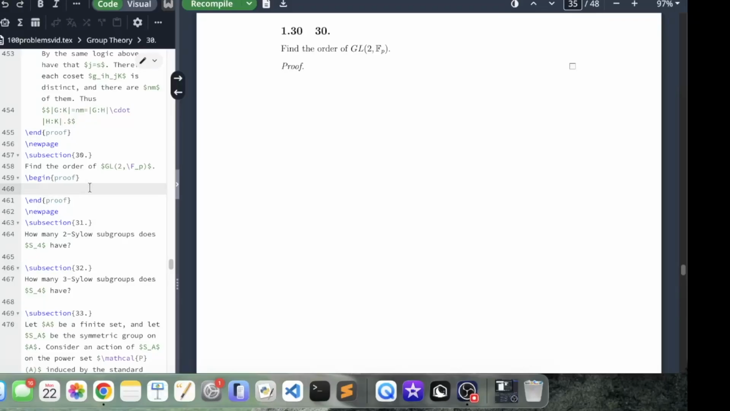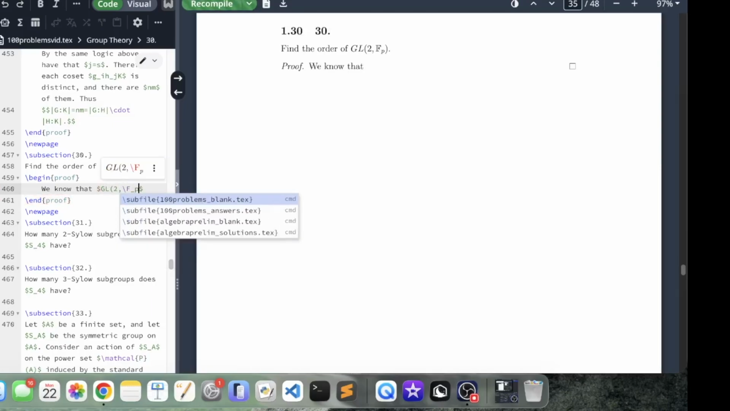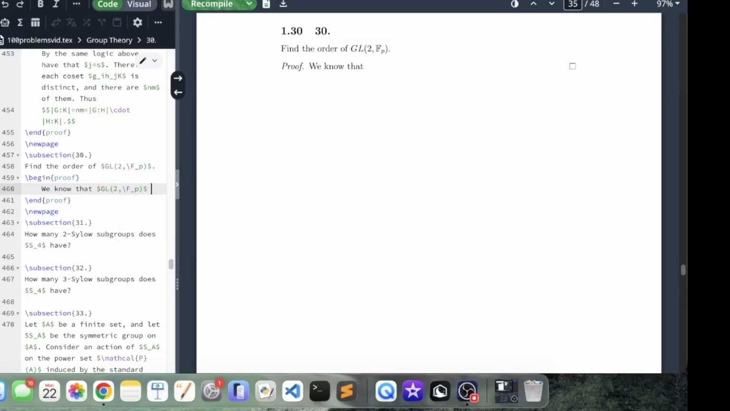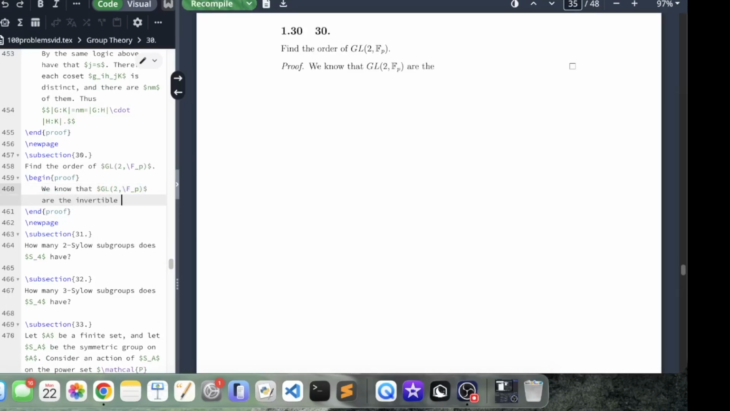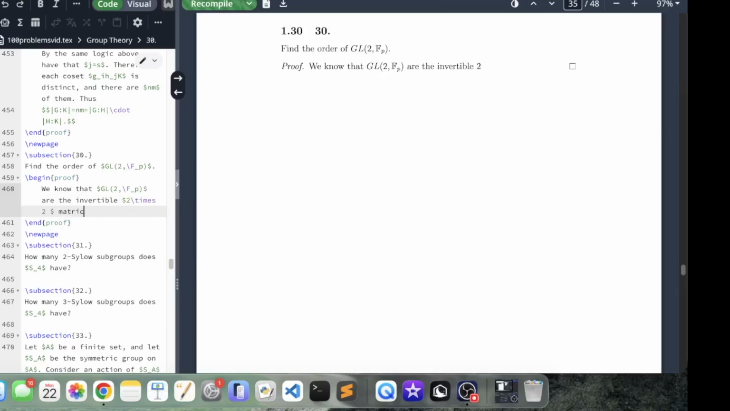All right, problem number 30 in group theory. Find the order of GL2(F_p), which is the 2 by 2 invertible matrices over F_p, the field of integers mod p. Okay, so we know that GL2(F_p) are the invertible 2 by 2 matrices over F_p.